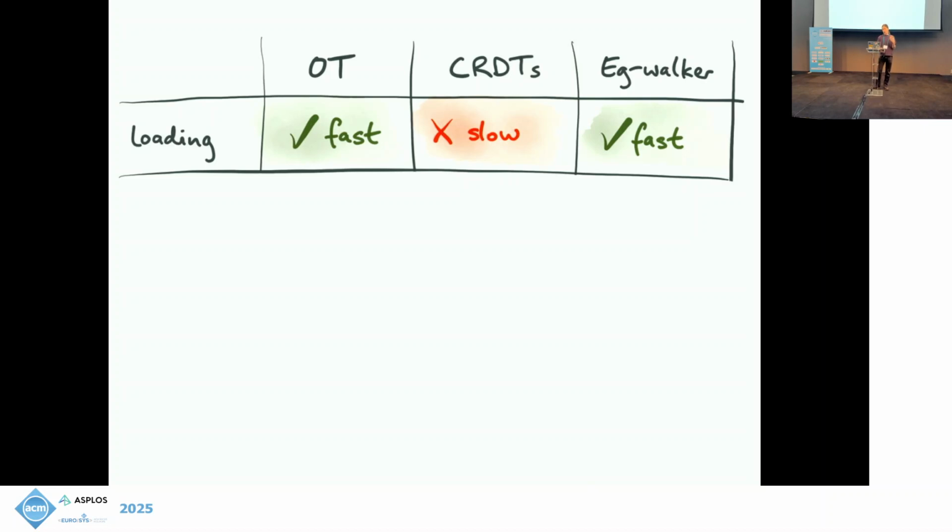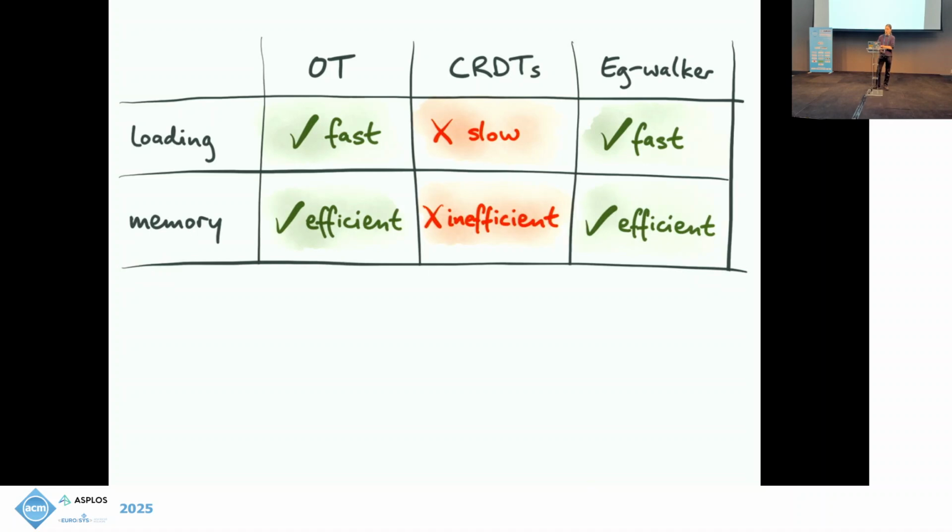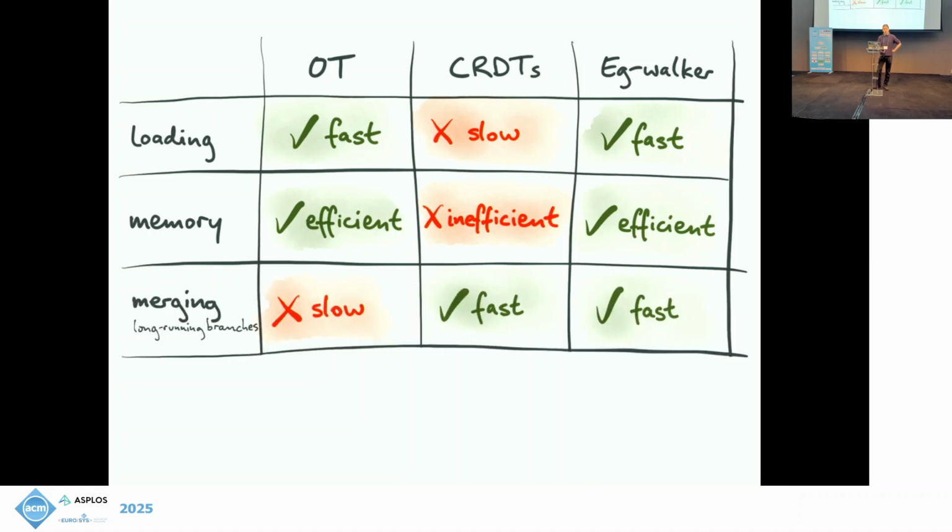OT are very good for speed of loading a document from disk. In that regard, OT and Egg-Walker are basically the same, and the same goes for memory use. Both OT and Egg-Walker are very efficient, and CRDTs are really bad in terms of the loading performance and the memory use. However, OT, as I mentioned, has this downside of being really slow to merge, especially if the users have diverged by a substantial amount, whereas CRDTs are fast, and Egg-Walker inherits the property here that it's also fast in order to perform those merges.